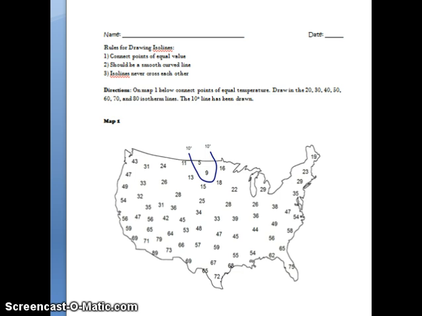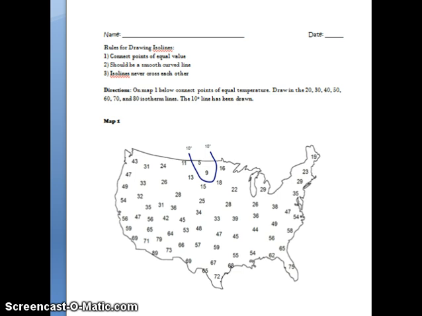So now that we've practiced converting temperatures between the three units, we also need to be able to draw isotherms, which are lines that connect points of equal temperature. And this goes back to our unit when we were talking about contour mapping, where we're connecting points of equal elevation. Here we can use the same techniques, the same rules to help us connect points of equal temperature. So this is the worksheet that I would like you to practice on. You should have one in front of you right now.